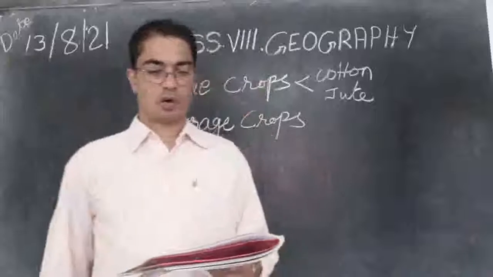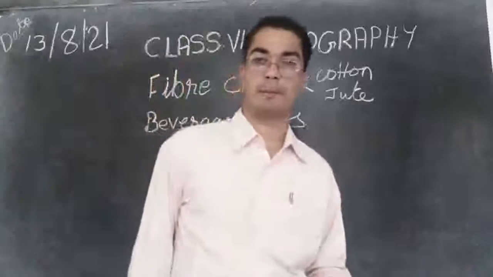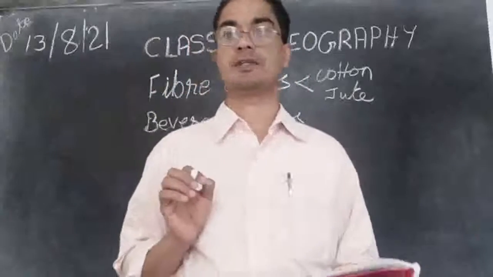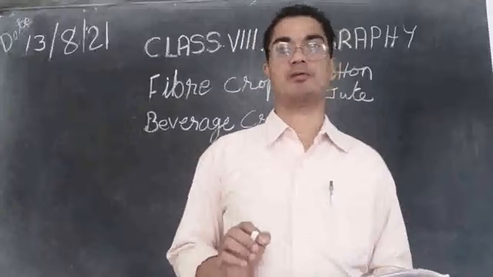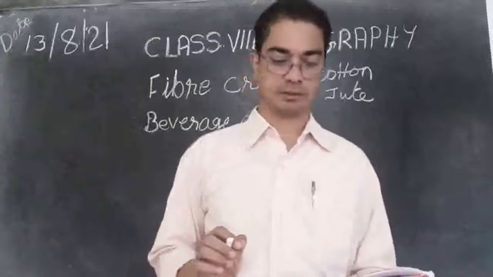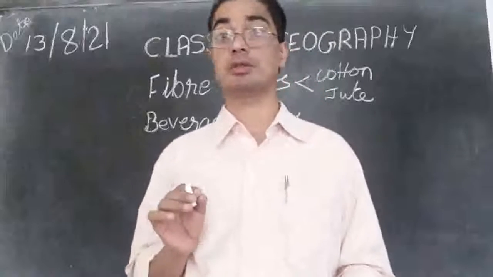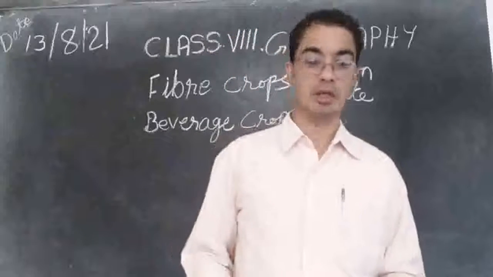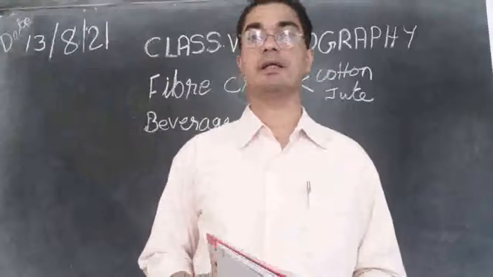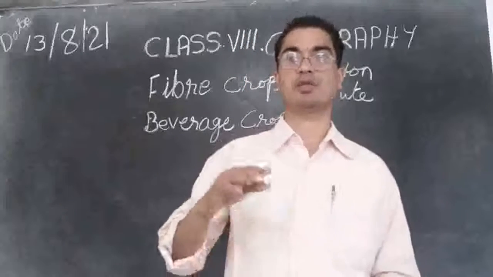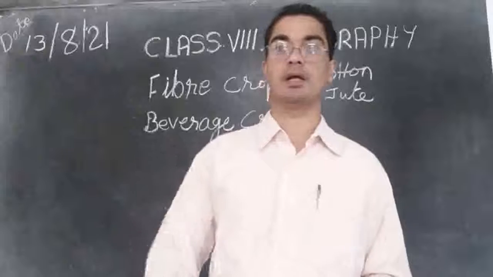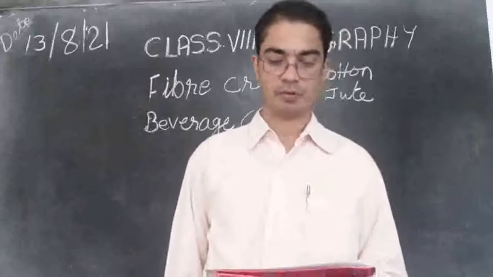So cotton requires high temperature. These are the physical conditions that are required for the growth of cotton. First of all, it needs very high temperature. That means cotton grows not in the cold place but in the hot regions. Then it needs light rainfall. It doesn't need too heavy rainfall but very light rainfall.